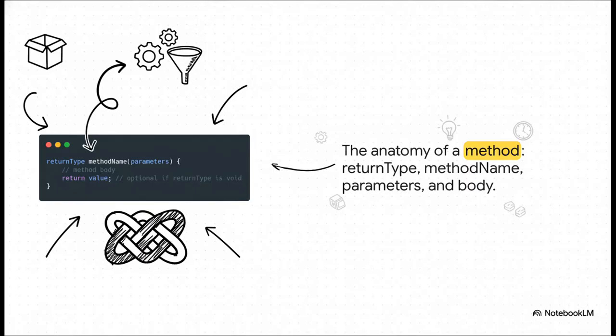All right, let's take a look at the anatomy of a method, piece by piece. First up, you've got the return type. That's what the method gives back when it's done. Then there's the method name, which is what you call it. The parameters are the inputs, the ingredients your method needs to do its job. And finally, the method body. That's where all the action happens.